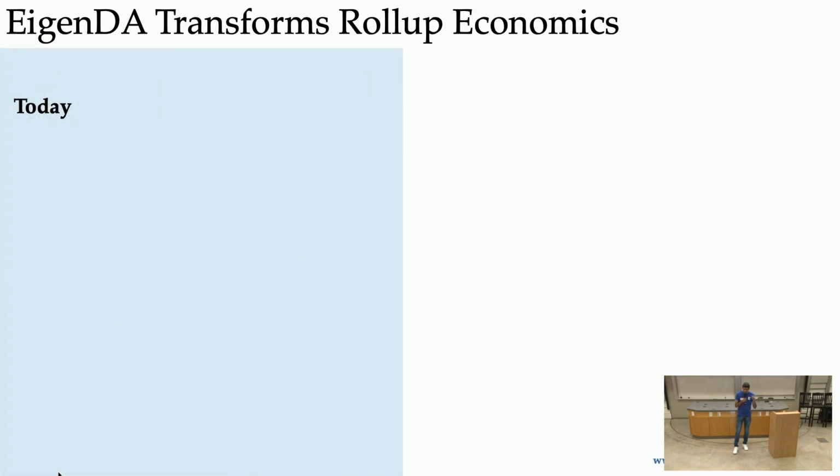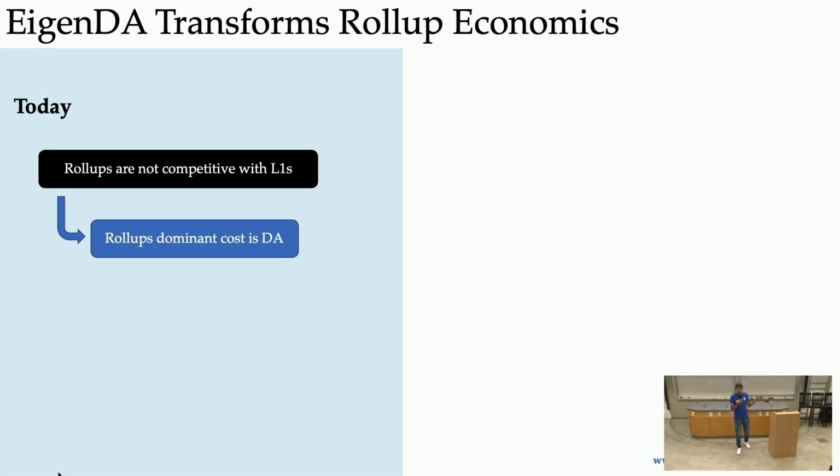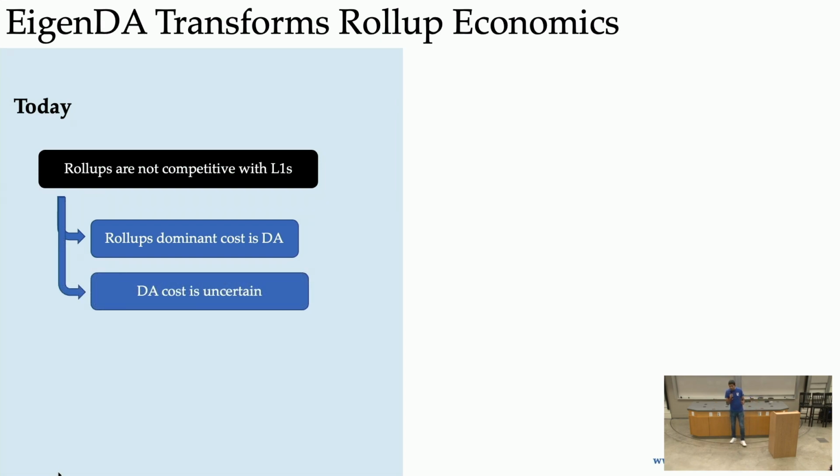I just want to highlight this point: how EigenDA transforms the rollup economics. Today rollups are only somewhat competitive with layer ones. And this is a huge problem if we envision a world of convergence, where all the different rollups are operating on a common trust base so that they can interoperate much more fluidly. But the cost basis today doesn't permit it. So why is this? The first one is that the dominant cost of being a rollup is actually data availability. And data availability cost is high on Ethereum. Number two, the data availability cost is uncertain, as opposed to if you're your own layer one, where it is not at all uncertain.